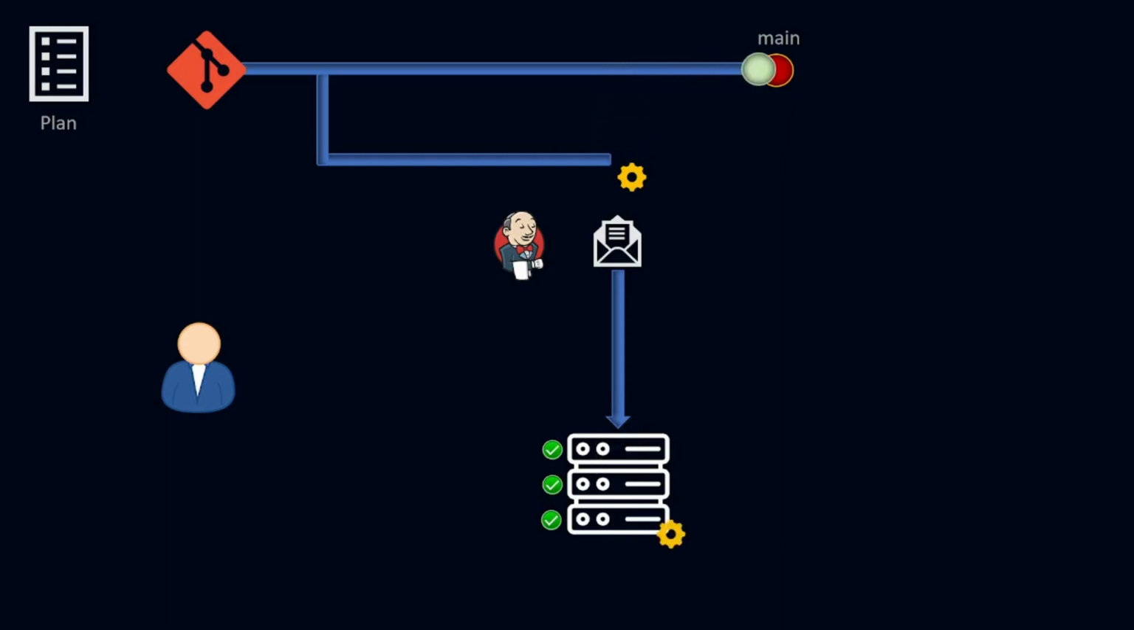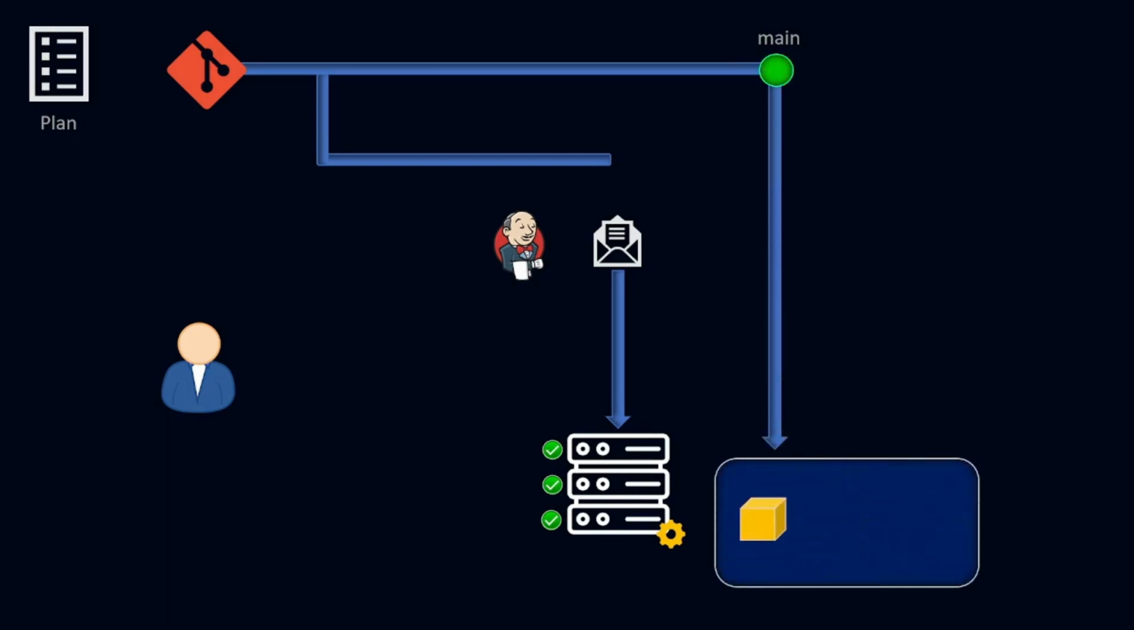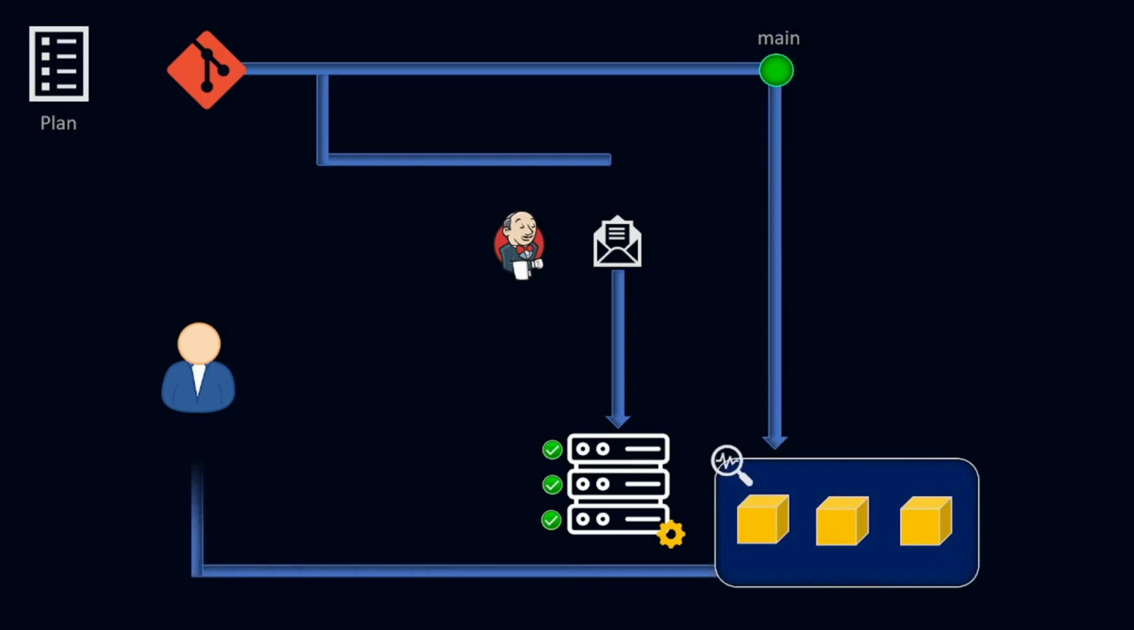Once the code is merged, Jenkins deploys the software. Continuous monitoring takes place after deployment, where the software is continuously monitored and maintained. If any issues arise, developers receive alerts to address them. That's the complete flow when you deploy software using DevOps methodology.